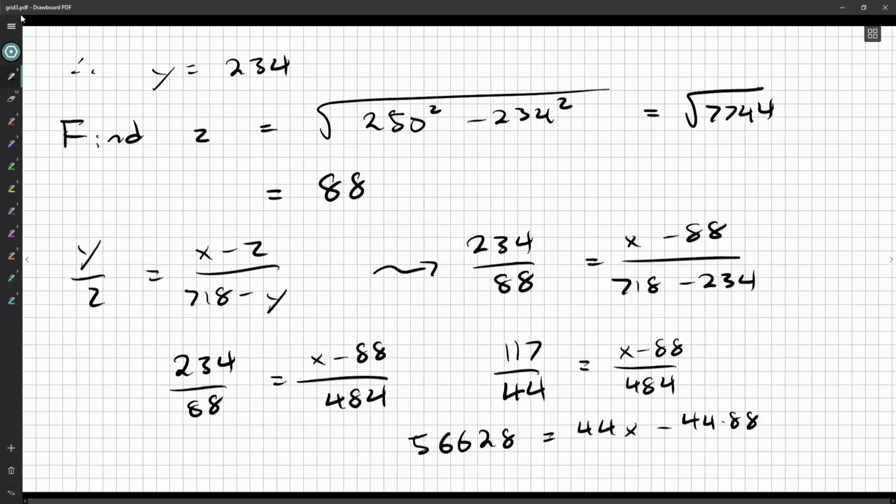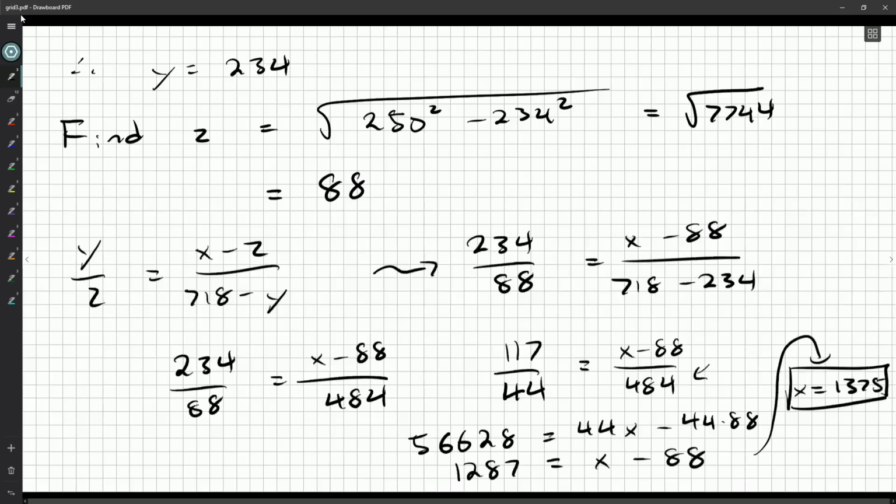Can I divide both sides by 44? I can indeed. Oh yeah, because this is 44 times 11. Doy. Okay. So I get 1287 is x minus 88. So I add 88. And x is equal to 1375. And that's my final answer.